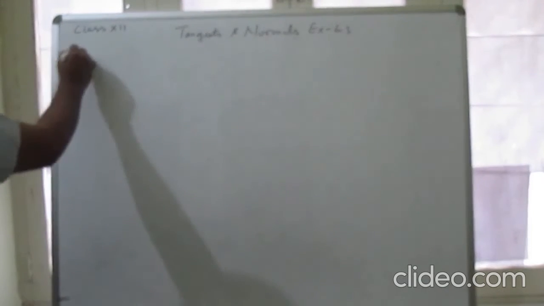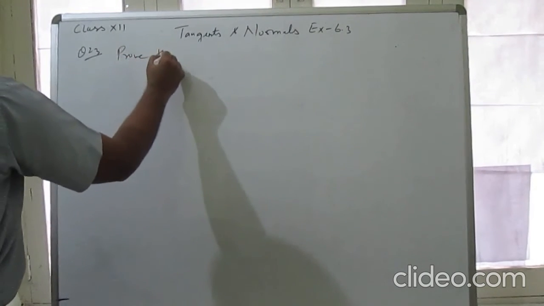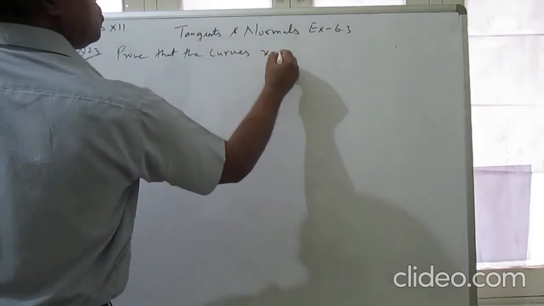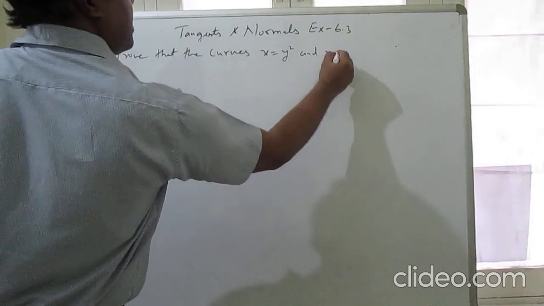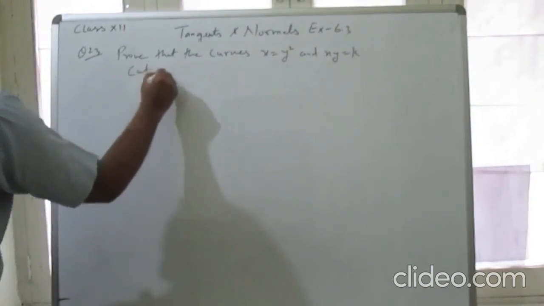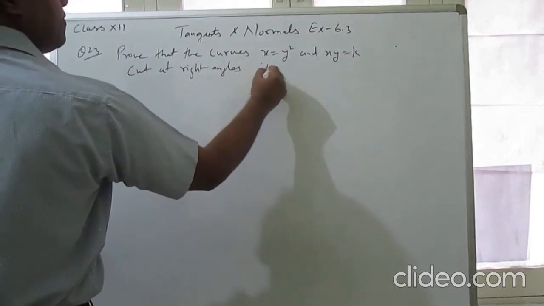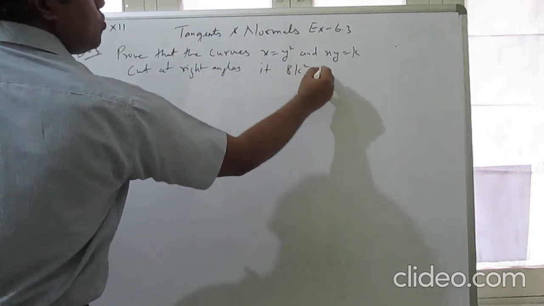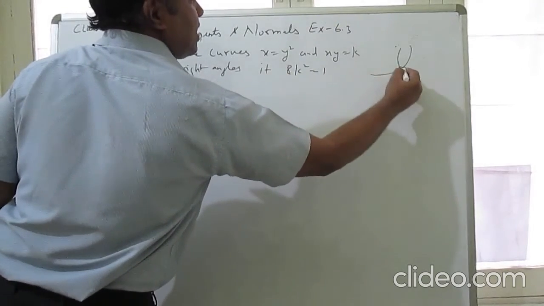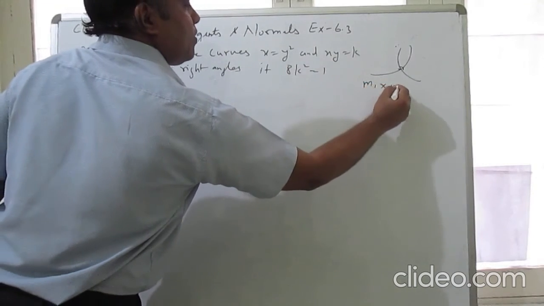Question 23. Prove that the curves x is equal to y square and xy is equal to k cut at right angles if 8k square is equal to 1. Suppose these are the two curves cutting at right angles. If 8k square is equal to 1, the condition given is the product of the slopes of these two curves is equal to minus 1.